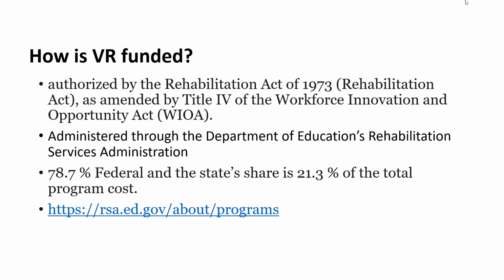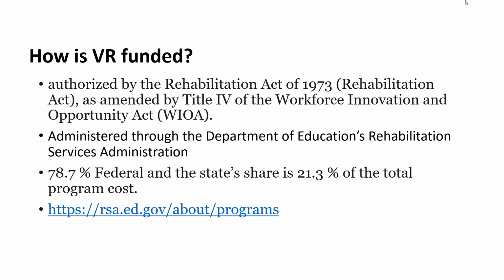I also like to do a little bit of reminders around how VR is funded. You might get more of this today from other speakers, but it's really important when we think about data reports, required reporting, and all of that good stuff. VR is authorized by the Rehab Act of 73 as amended by Title IV of the Workforce Innovation and Opportunity Act. The funding is currently administered through the Department of Education's Rehabilitation Services Administration, and 78.7% of that funding is federal, and the state's match is 21.3% of the costs. If you want to learn more about how VR is funded, you can go to the link I've included through rsa.ed.gov.